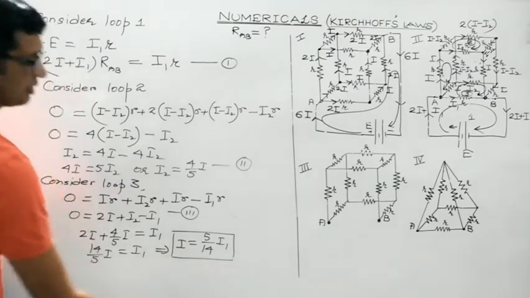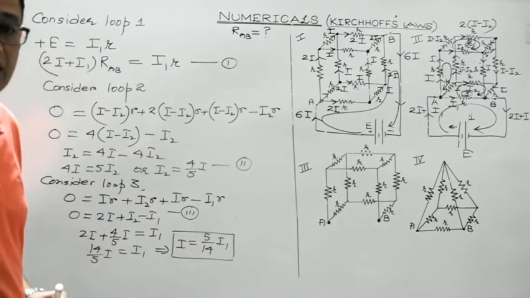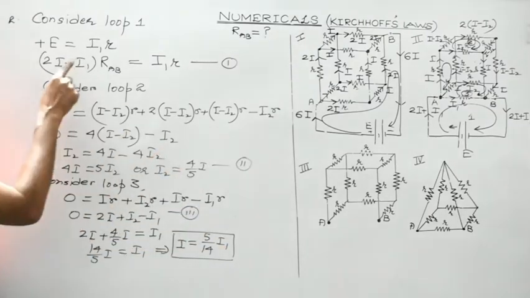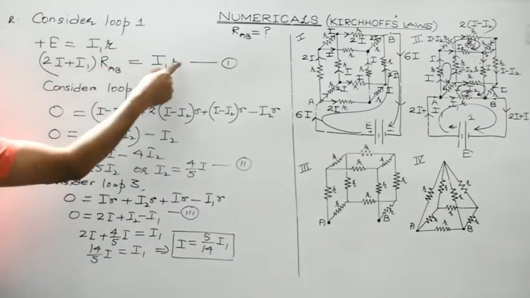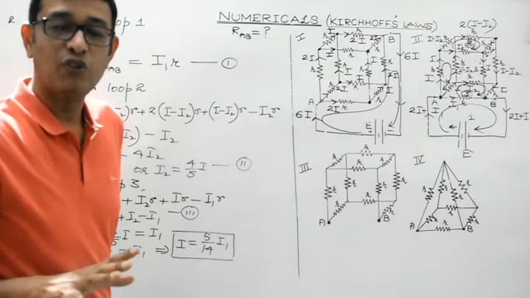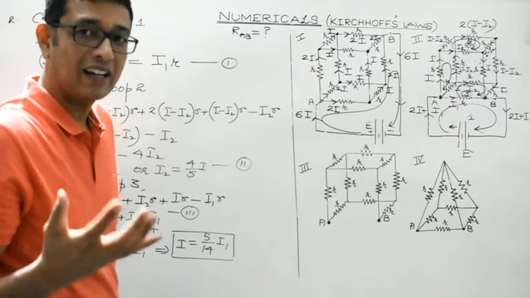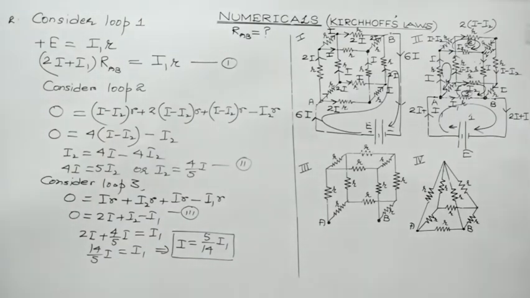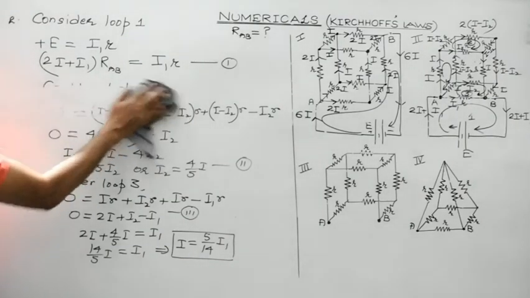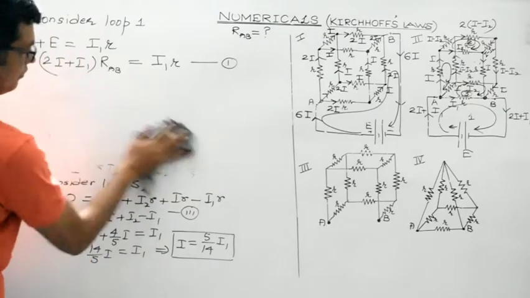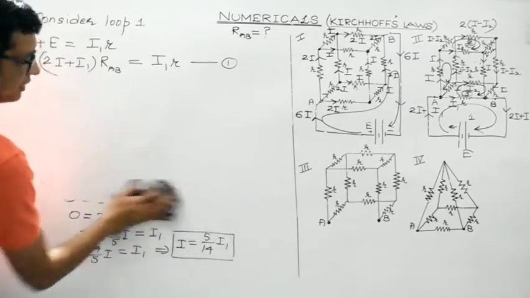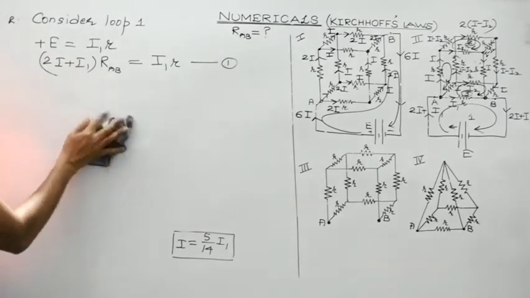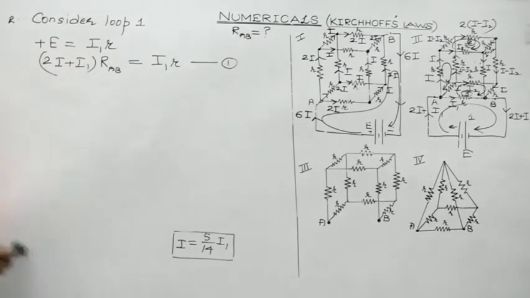Okay, now the last step. Now students, the last step. Simply substitute this value of I as 5 by 14 I1 over here, and I1 will get cancelled out. So we'll obtain the result RAB in terms of small r. So let's do the last step. We simply need to substitute this value of I in equation 1.